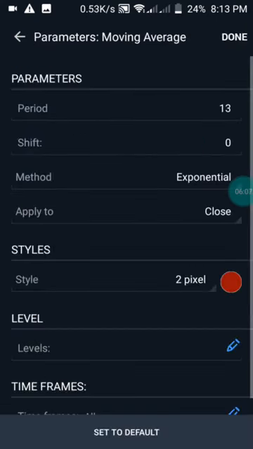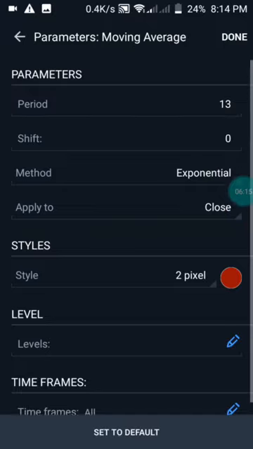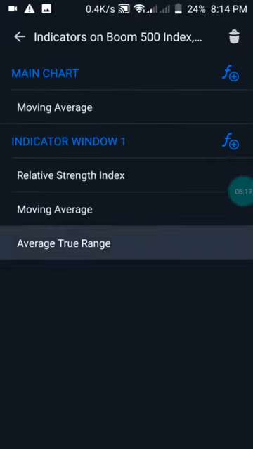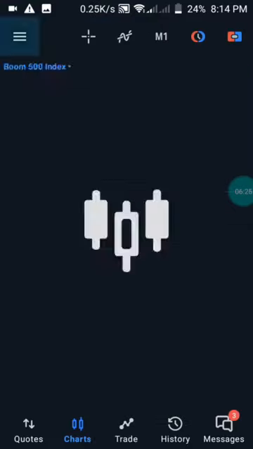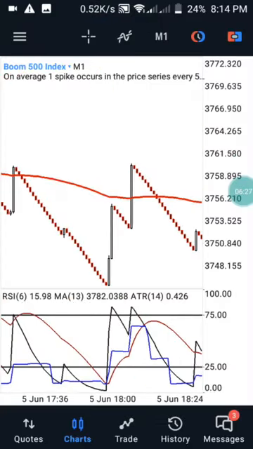We have this moving average also. Inside that indicator window, we have the period of 13, we have the exponential, we have apply to close, and we have red as our color here. Then you press undo. Then we have the average true range, which is the period of 14. We have the style to be blue, and then you press undo. You will have the same chart the way I have it here.